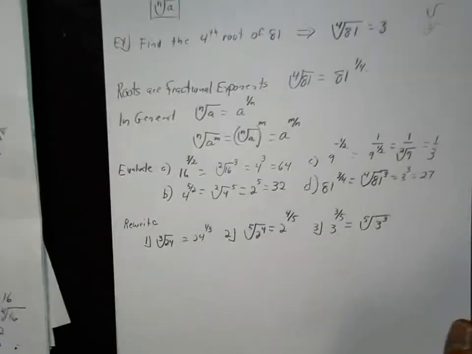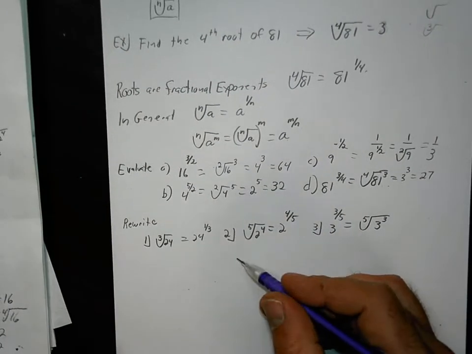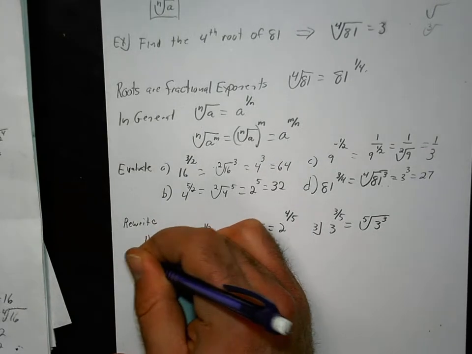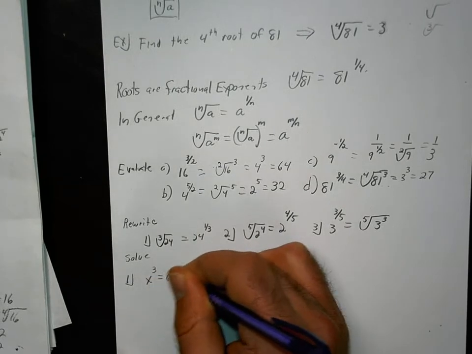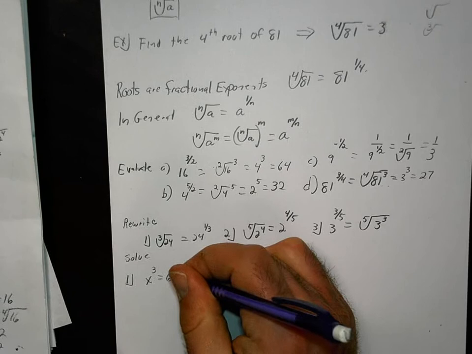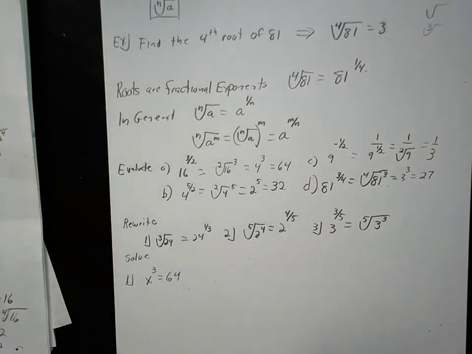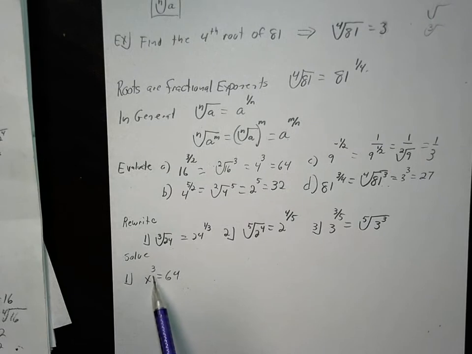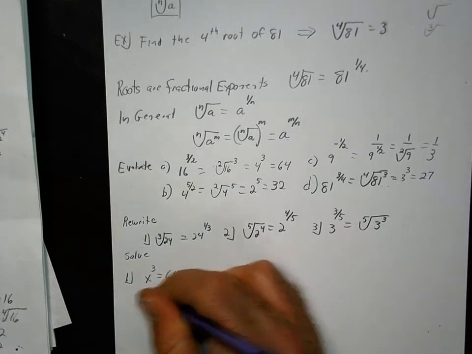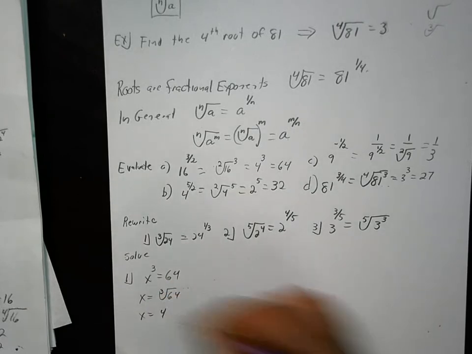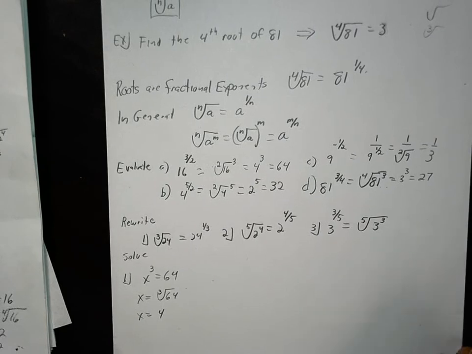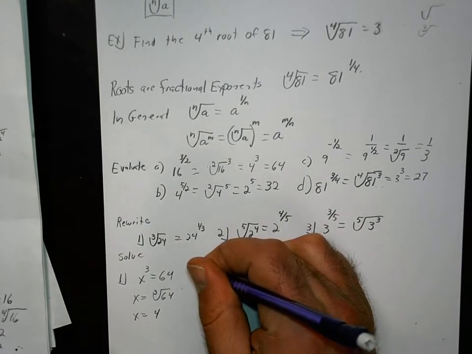So let's look at what a radical equation is. Okay, x cubed equals 64. We know how to solve squared equations. We just square root both sides. Similarly, we just cube root both sides of these. So x is going to be the cube root of 64. The cube root of 64 actually is 4 because 4 cubed is 64. So these are pretty straightforward.